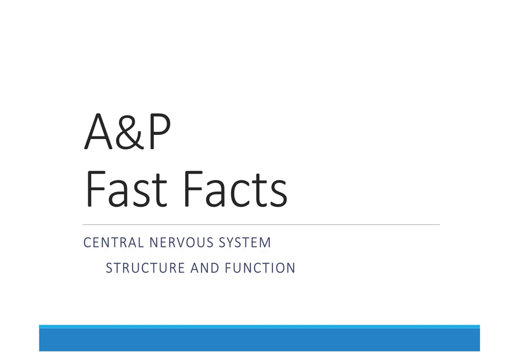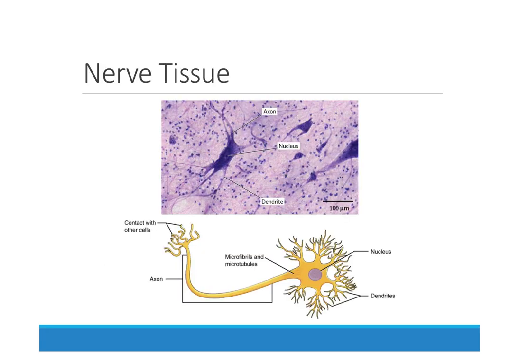In this video, I'm going to briefly cover the structure and function of the central nervous system. Remember that your nervous system is made of nerve tissue, one of the 4 types of tissue found in the human body. And we're very familiar with the neuron, the type of cell that carries the nerve impulse from one part of your body to another.